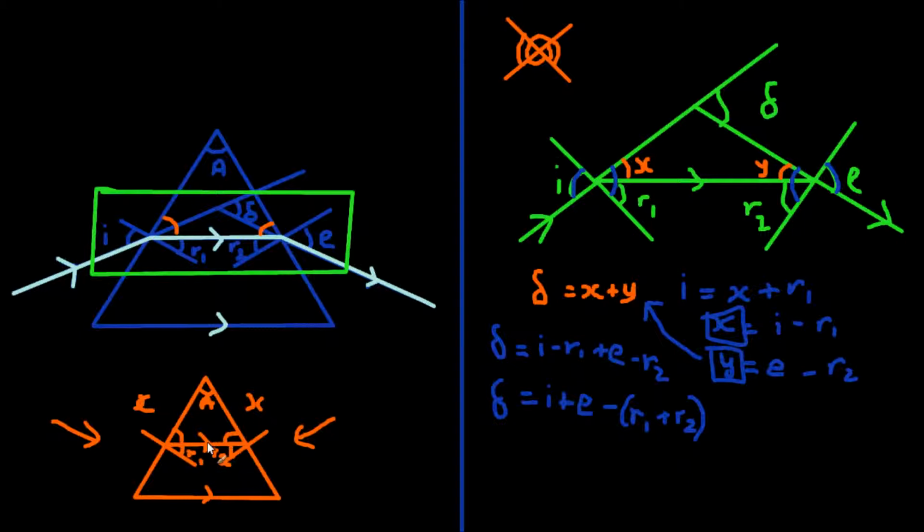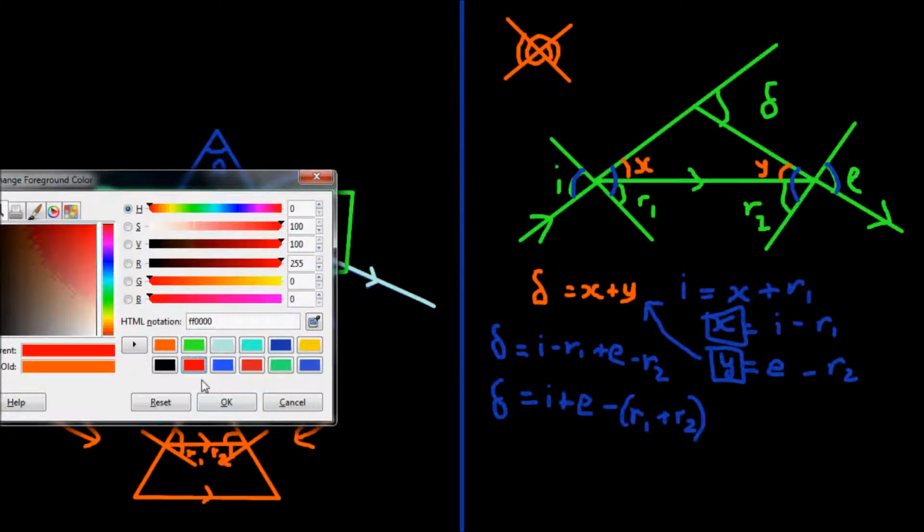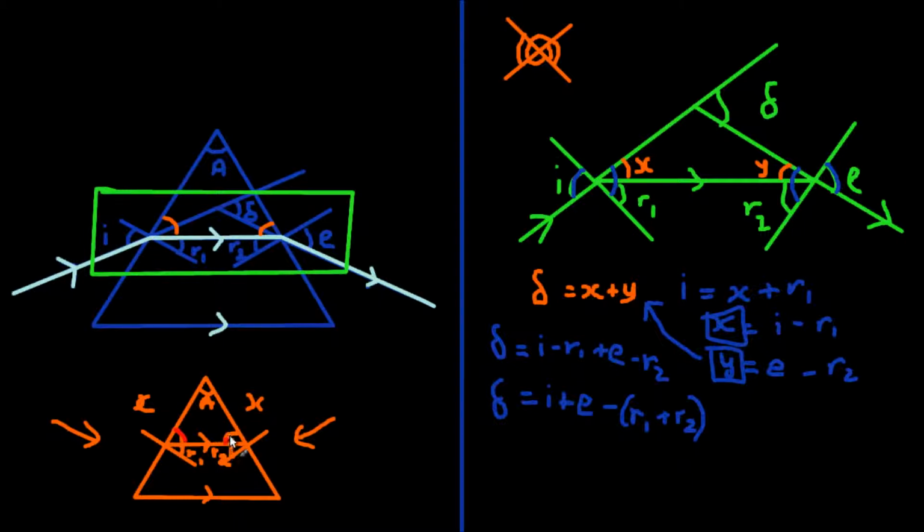Okay, now we also know that these two angles, I'll take a different color and mark them, these two angles here are equal. And so if you apply the sum of angles in a triangle formula, you'll get that 2x is equal to 180 minus A. So x is equal to 90 minus half A, or A by 2. This is what you get.